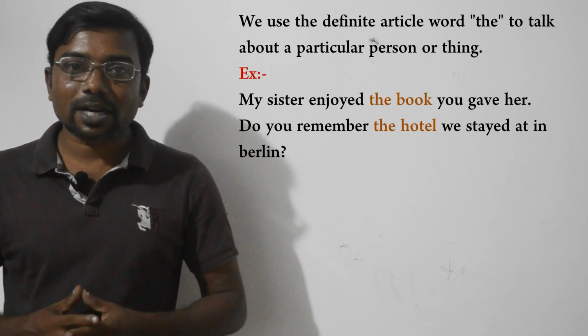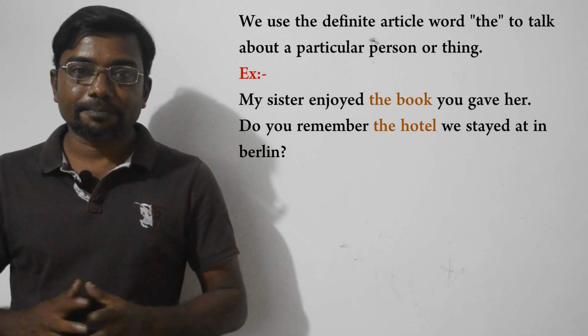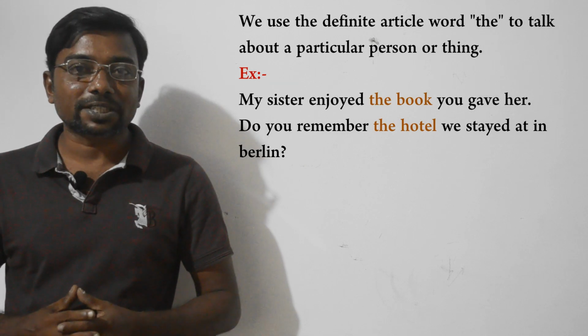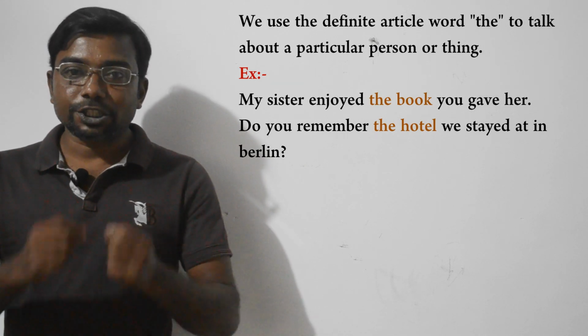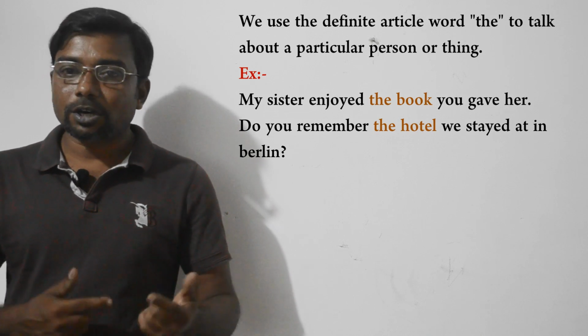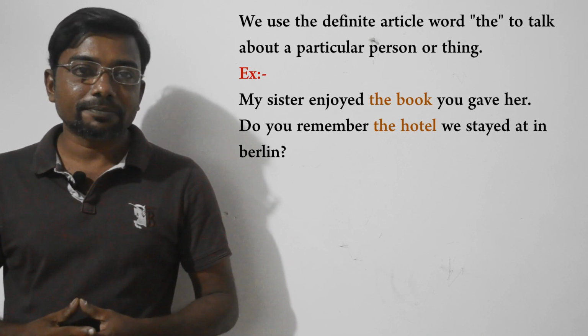Now we are going to look at another use of the word the. We can use the definite article the to talk about a particular person or thing. Let's look at some examples to identify this. Look at this example: my sister enjoyed the book you gave her. Do you remember the hotel we stayed at in Berlin?